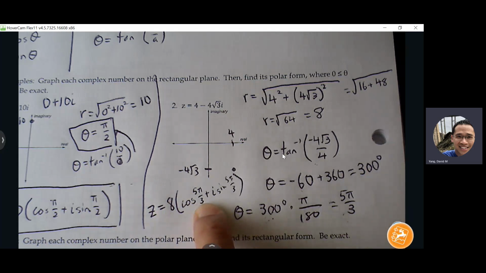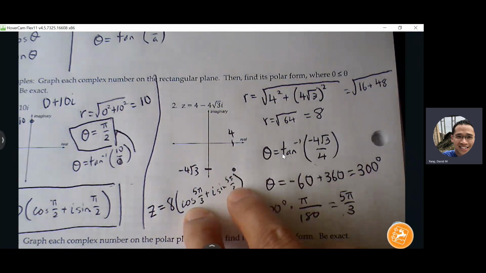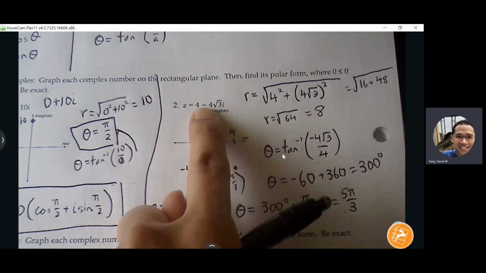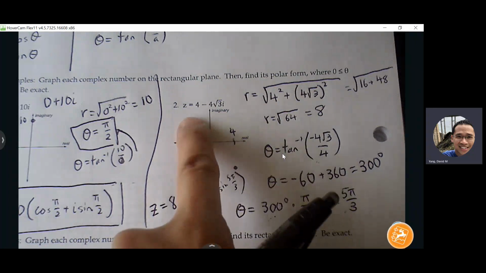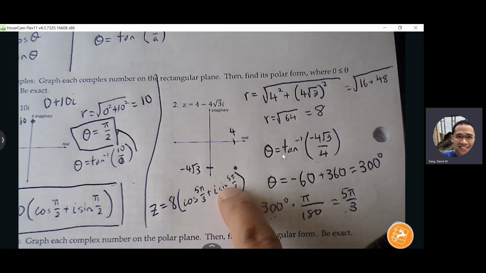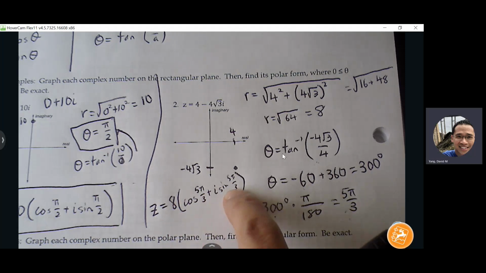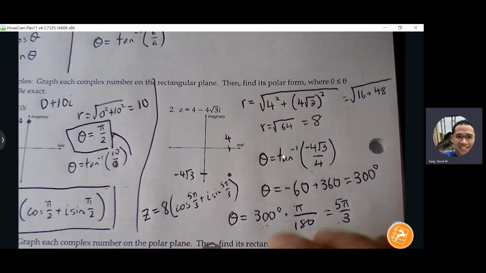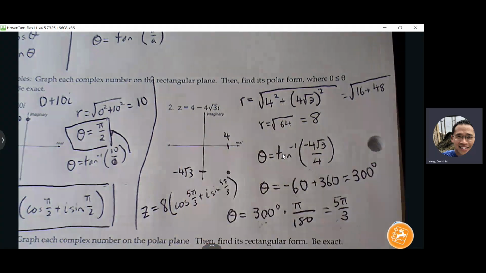Yes. And let me point something out here. If you were to distribute this through, cosine 5 pi over 3, sine 5 pi over 3, distribute the 8 through, it will take you back to 4 minus 4√3i. Because cosine 5 pi over 3 is 1/2, and 1/2 times 8 is 4. Sine of 5 pi over 3 will give you negative √3 over 2, and 8 times negative √3 over 2 gives you -4√3. So if you distribute through, it should always get back to your rectangular form. So you can always double check that way as well.